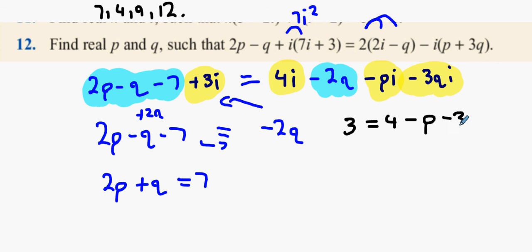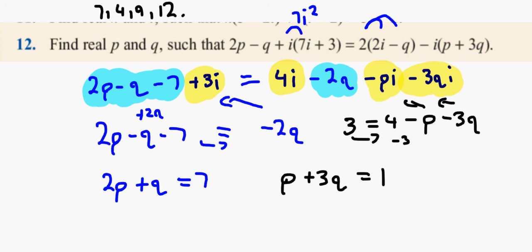Next one is 3 equals 4 minus p minus 3q. Do you see the way I just ignored the i's? Move the p and the 3q to the left and the other 3 to the right. So you're going to get p plus 3q equals 4 minus 3, and 4 minus 3 is 1.